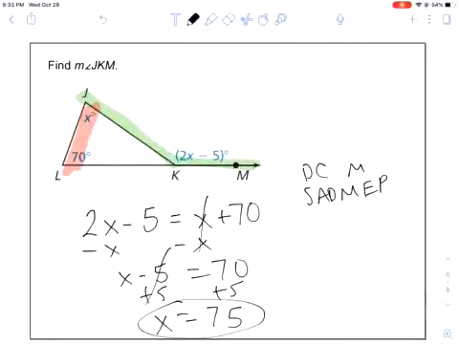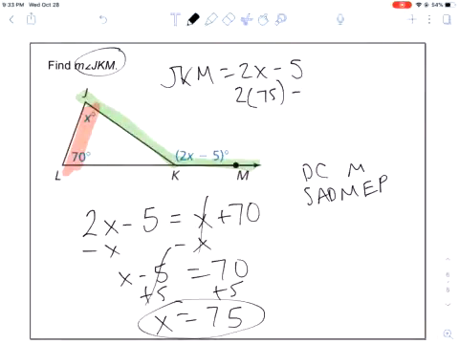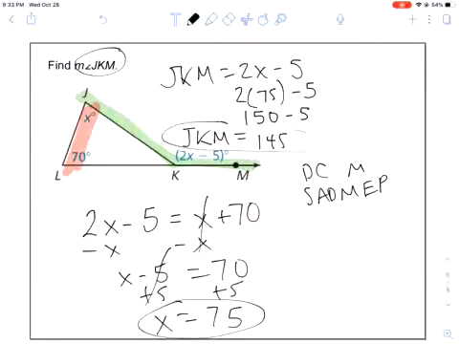But we don't want to find x. Well, we do, but that's not our ultimate goal. Our ultimate goal is to find angle JKM. Well, JKM equals 2x minus 5, which is 2 times 75 minus 5, which is 150 minus 5, which is 145. And there we go. We're done. We used the exterior angle theorem to get our equation. We solved the equation. We plugged it in to get what we wanted.